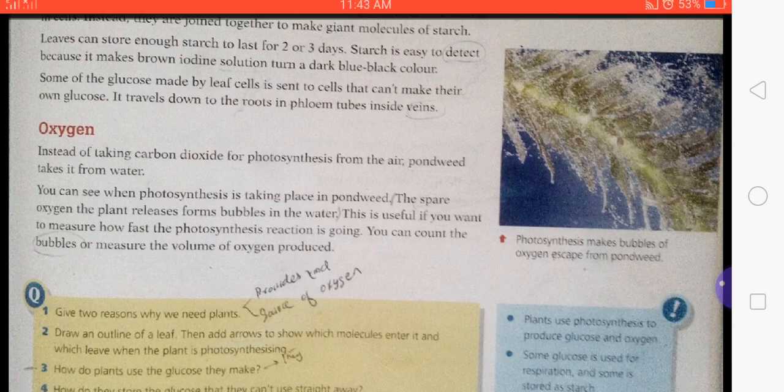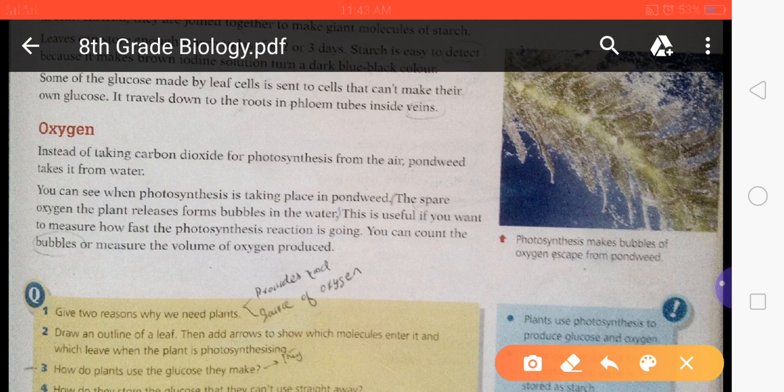Okay, the other thing that plants produce for us is oxygen, which is very important for life on the earth. If there is no oxygen, we will not stay alive. So these are the important things that plants produce for us.